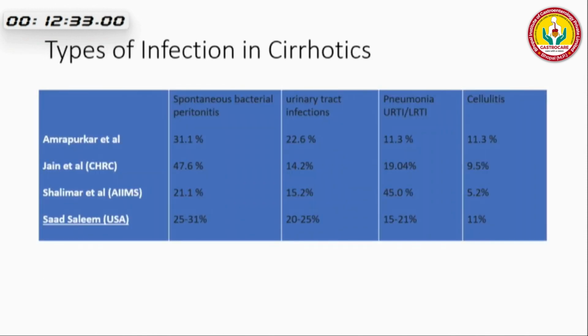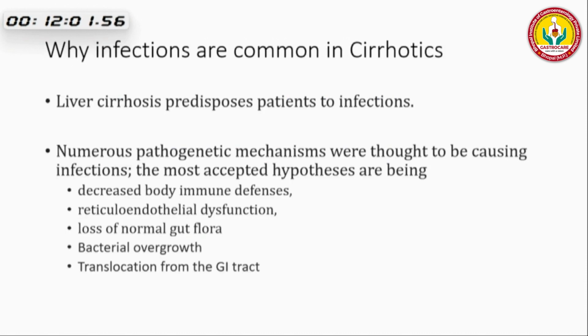This is a study done at 3 centers in India and 1 in the US, where they looked at the type of infections in cirrhotics. Obviously spontaneous bacterial peritonitis is the commonest infection, followed by pneumonia and urinary tract infection. Cellulitis is the least common. A recent study from AIIMS suggested that 45% of infections in cirrhotics are because of pneumonia, while our own study suggested that 20% of infections are from pneumonias.